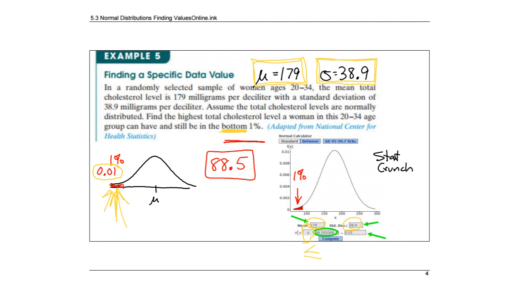We are not going to enter the next box. That's going to be computed for us. We're going to enter on the right-hand side the area, and our area is 0.01. At that point, when you hit compute, it's going to give you the cholesterol level of a woman who is sitting there. So we're looking at the number line, and that is the very top of the bottom 1%. And so for this one, it's going to be 88.5.